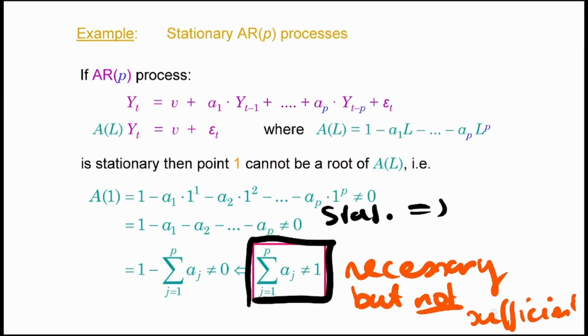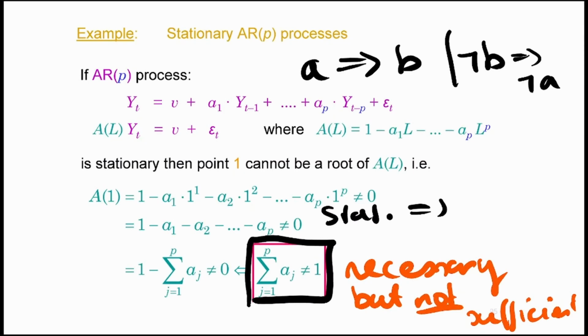But if it is true, and that's something that most students fail to understand, then it doesn't necessarily mean that the process is going to be stationary. It can be stationary or not. So if, let's say, statement A implies statement B, then you know that the negation of B also implies the negation of A, right? But B does not imply A just because A implies B. So you cannot reverse it.